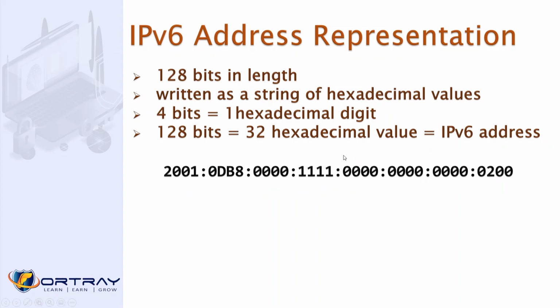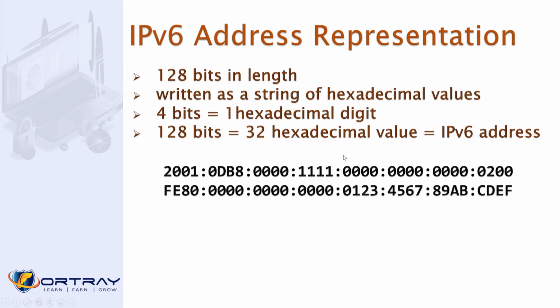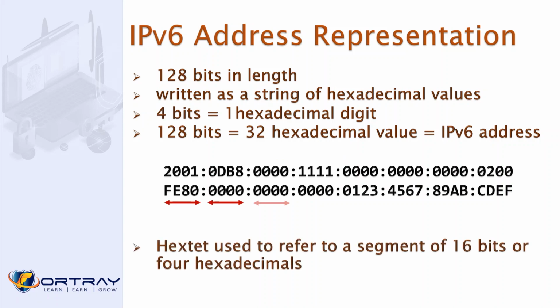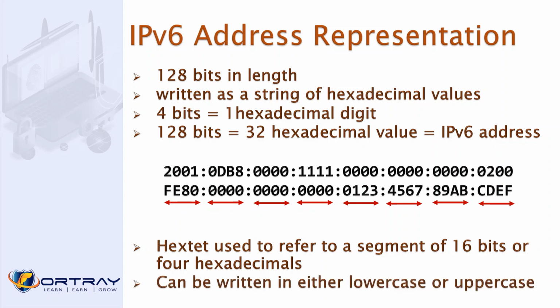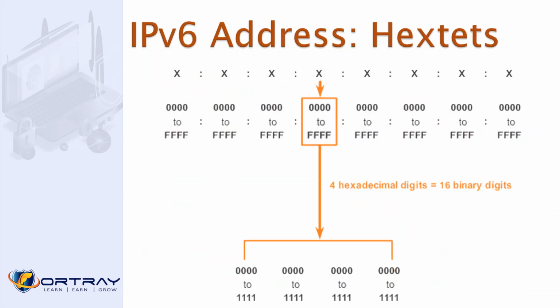So it is a very long IP, but we have a few techniques. Hextet is used to refer to a segment of 16 bits or 4 hexadecimal digits. 1, 2, 3, 4, 5, 6, 7, 8. It can be written in either lowercase or uppercase. So here we can see a hextet, and one of the hextets can be defined further in this format.